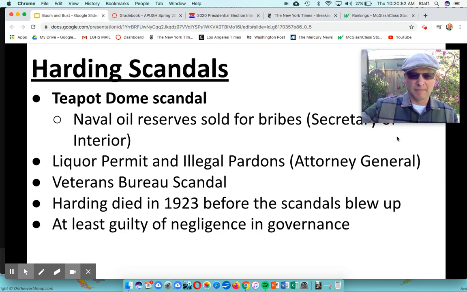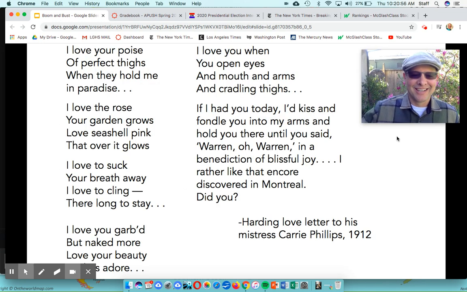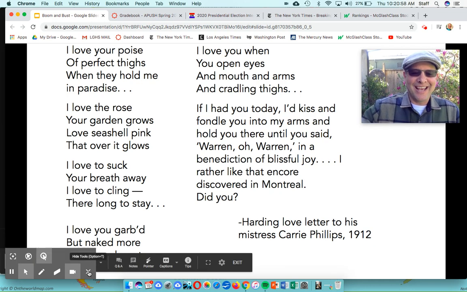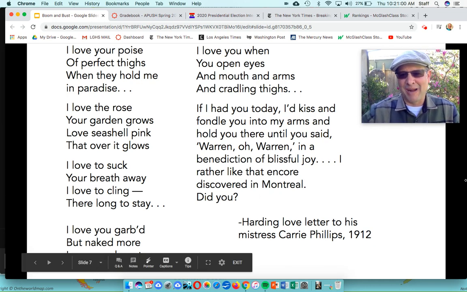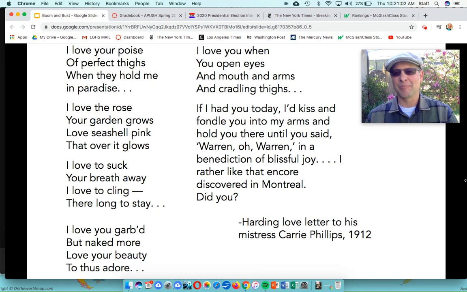My favorite aspect of Harding, though, we've got to take a moment to note, was his romances. Oh my gosh. Harding was president at a time when the press didn't really publicize what even most people knew about a president's private life. Isn't that quaint? But these letters just came out, and I've got to pause for a second and read one to you, because this is Harding writing to his mistress in 1912. This letter just became public about a year ago.